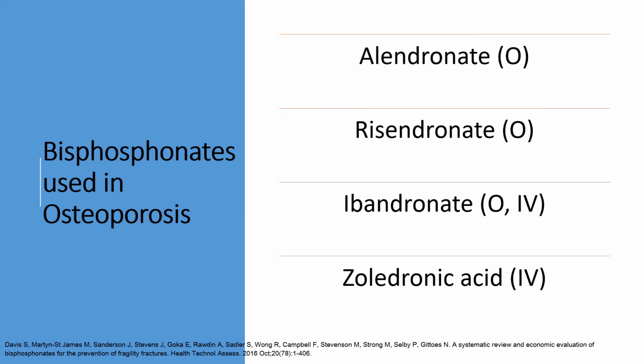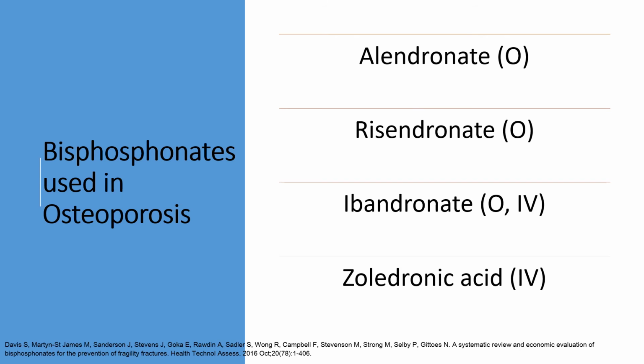Bisphosphonates come in different forms. They can be given orally. There are certain bisphosphonates like alendronate sodium and risedronate, which are given only by oral route. Ibandronate is given both orally and IV, and zoledronic acid is given only as IV infusion. Alendronate also comes in many forms. There is a 10 milligram tablet which has to be taken daily, which is obviously very inconvenient. Then there is a 70 milligram tablet to be taken every week.